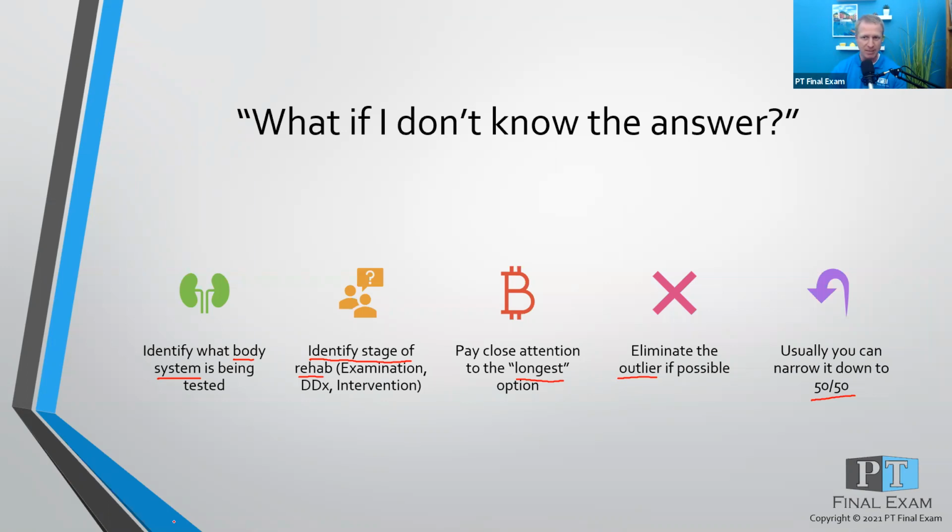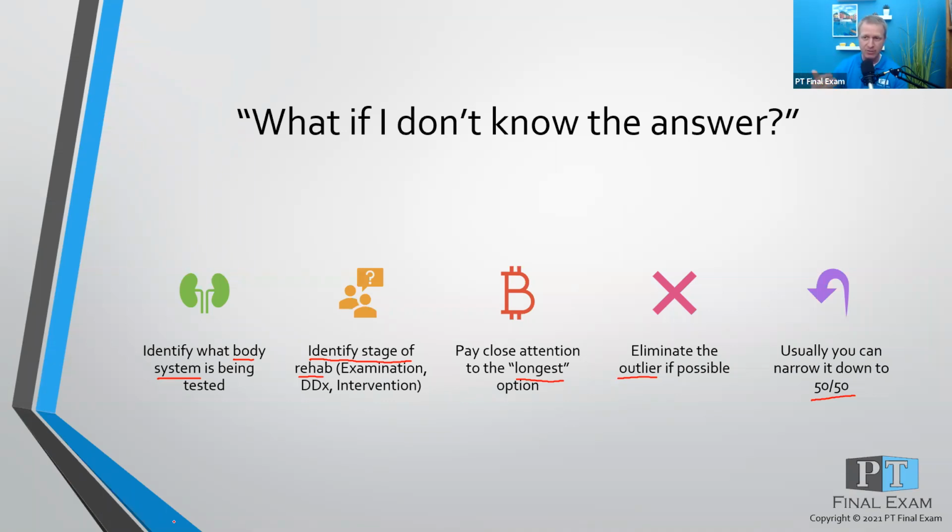Because I get people all the time asking me, okay, Will, yes, I can narrow it down to 50-50, but what do I do? How do I get the 50-50 down to the correct answer? So obviously knowing the content is a good way to identify the correct answer. But if you don't have that, if it's something you don't remember, try to eliminate everything you can.